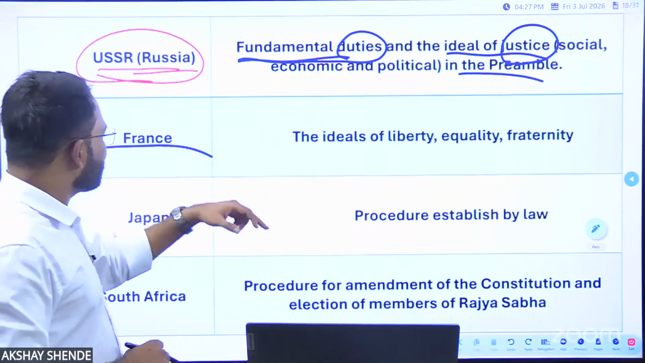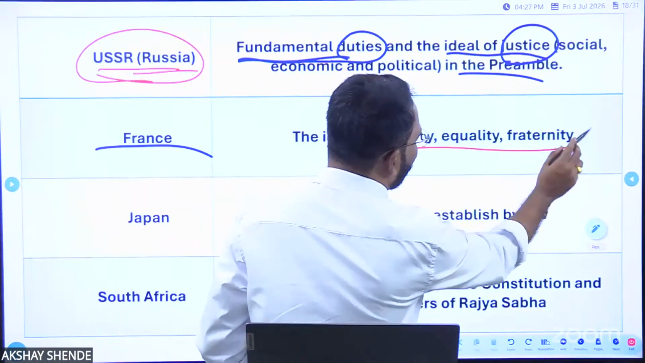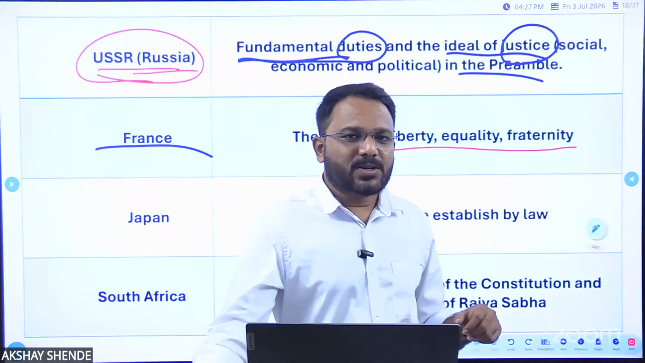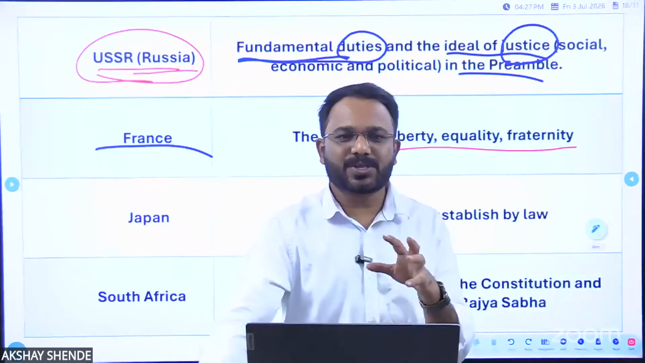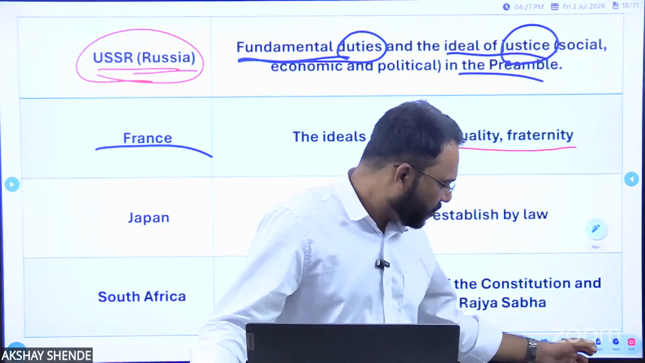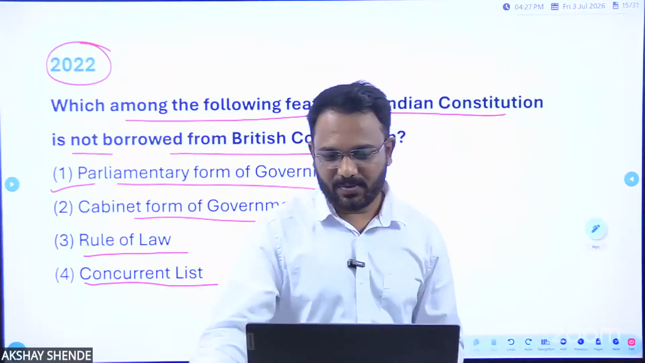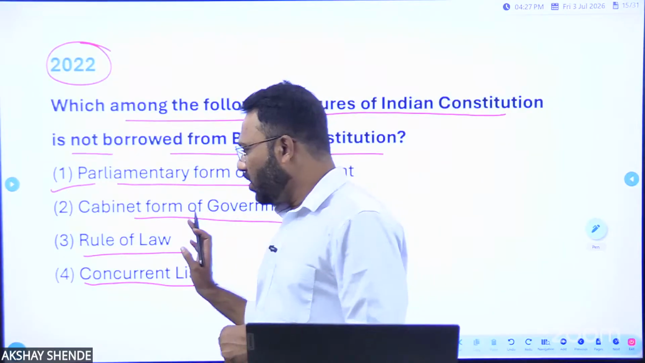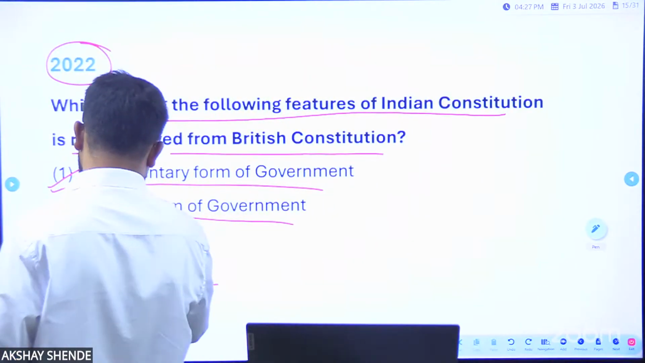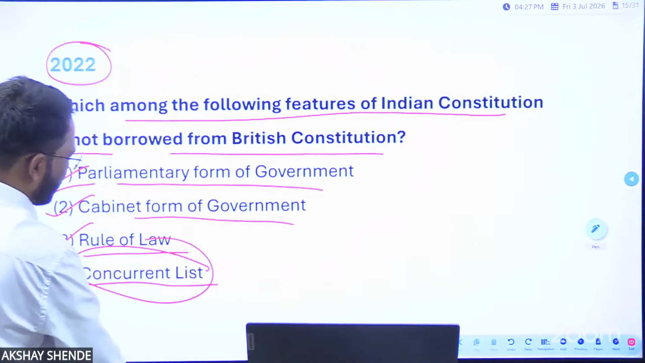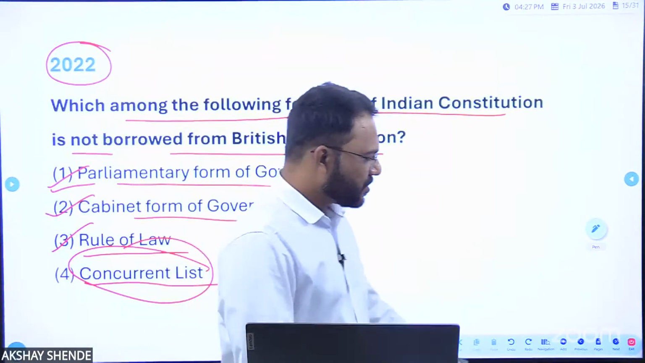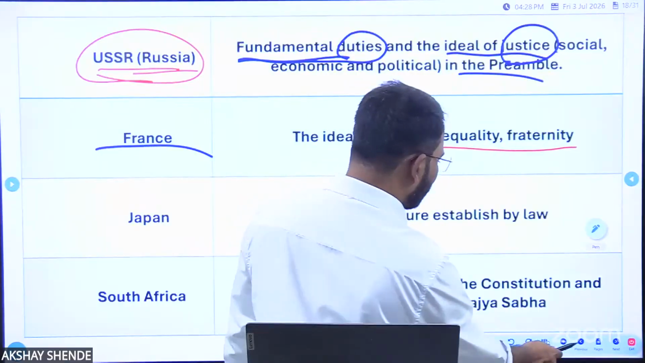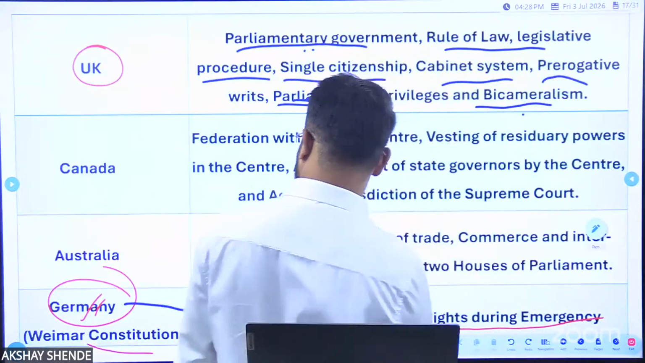Yes, France, French Revolution, liberty, equality and fraternity, the most famous three. Yes, so in this way you should study. Now coming back to our question, what was our question? We have taken all these three from Britain, but the concurrent list we have taken from Australia. Yes, this Australia.